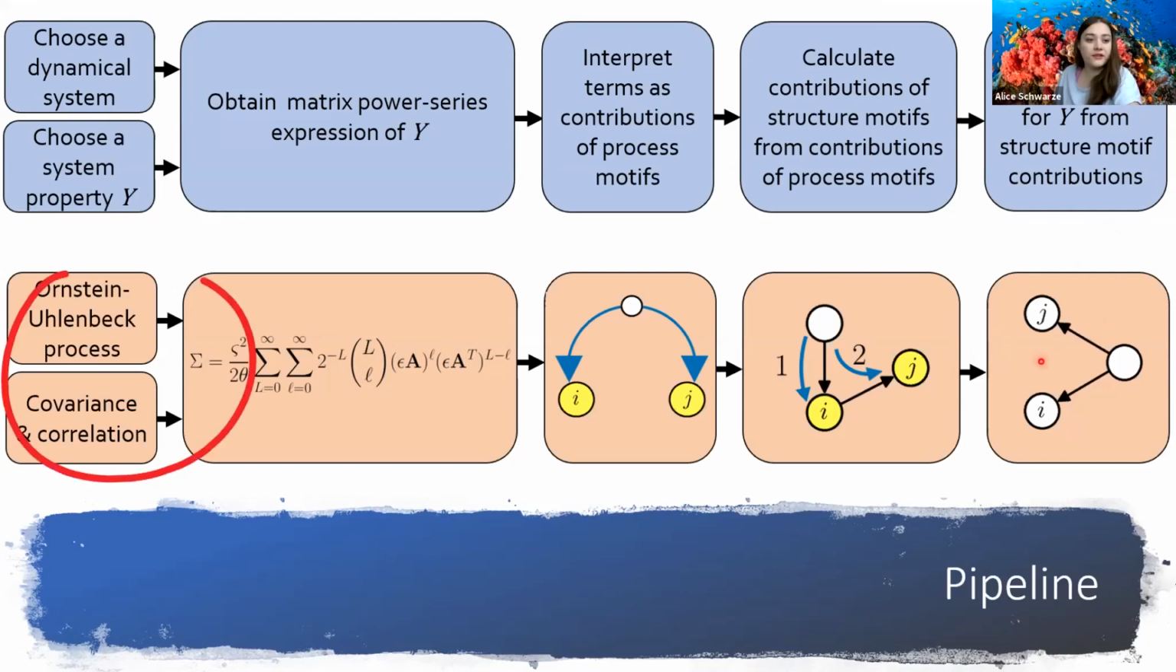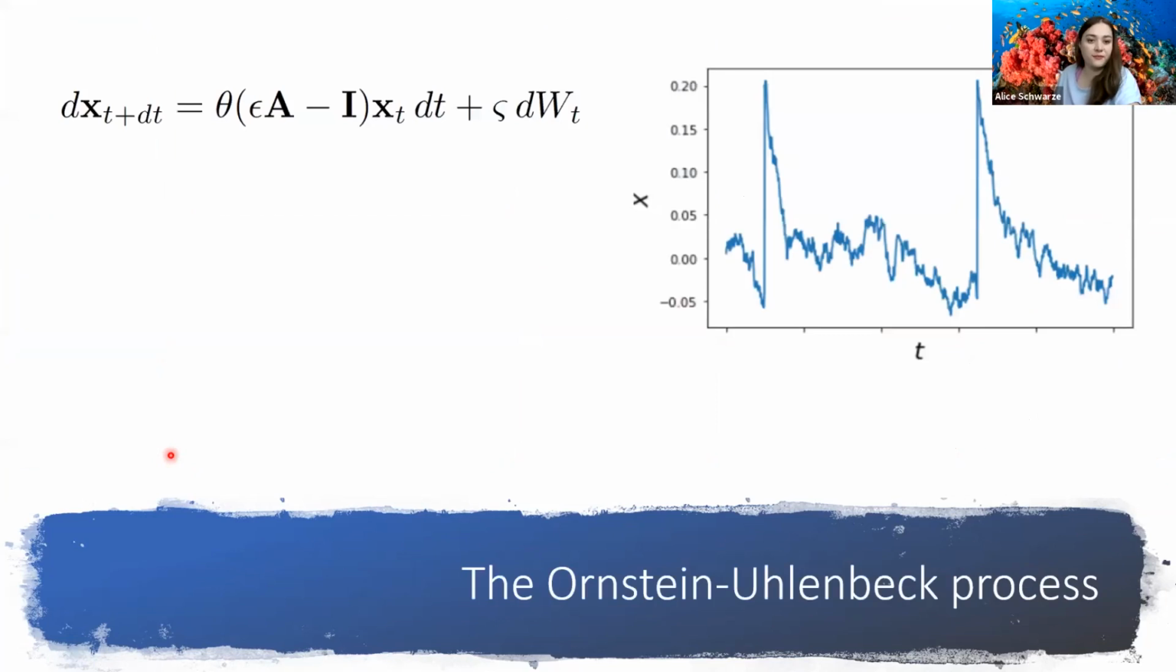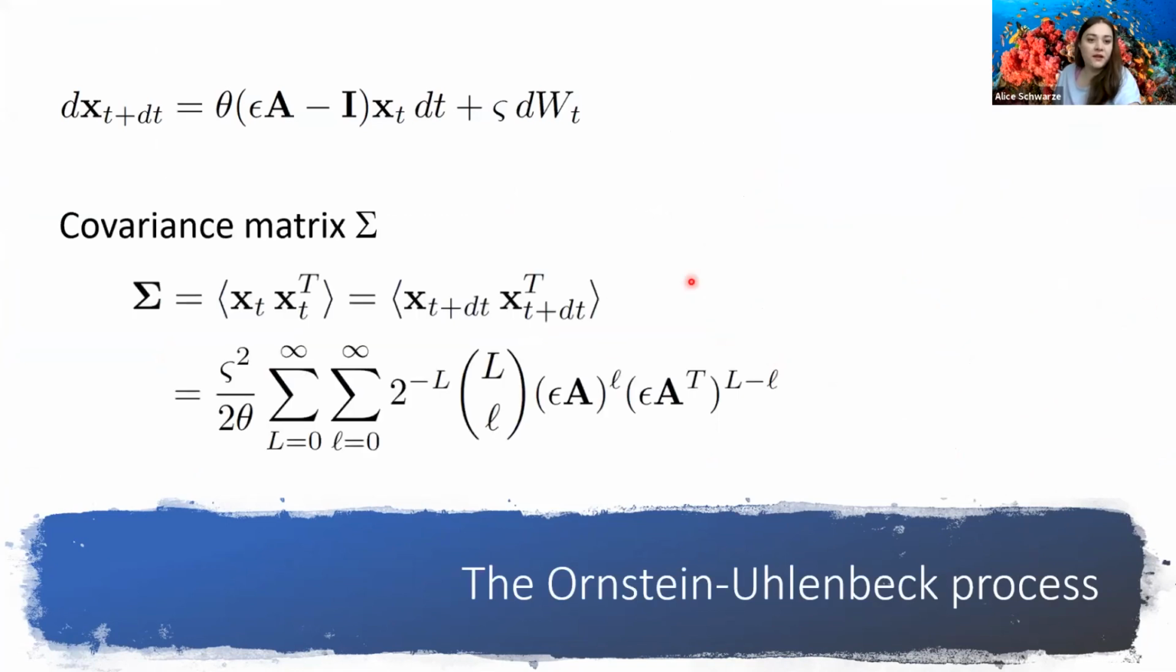So let's start with the example. We have the Ornstein Uhlenbeck process, and we're looking at covariance and correlation in that simple system. Many of you probably already know the Ornstein Uhlenbeck process and have worked with it yourself. It's a noisy mean reverting process, meaning that when you poke the system, like I've done here and here in 2 time points, it noisily returns to its mean value, which in this case is 0.